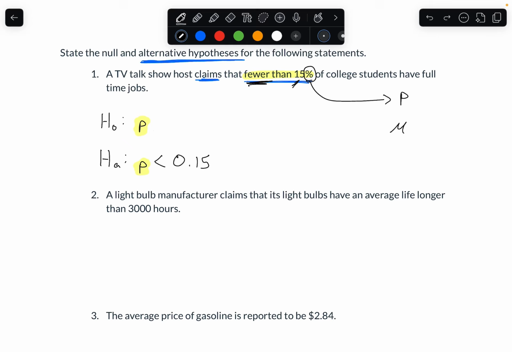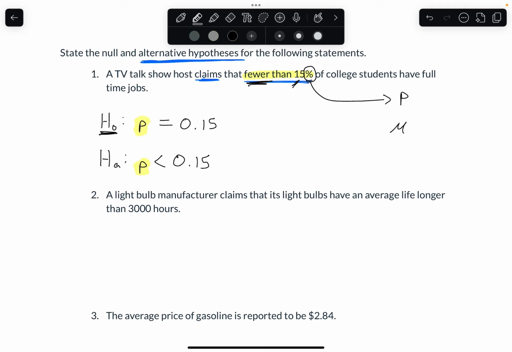Now, some books might do this a little bit differently. The way that we're going to use this in our class is for the null hypothesis. The null hypothesis is always going to be a statement of equality. So we're always going to say p is equal to some number, and we just have to figure out what that number is. Luckily for us, it's just going to be the same number that we used in our alternative hypothesis. So we're going to say p is equal to 0.15.